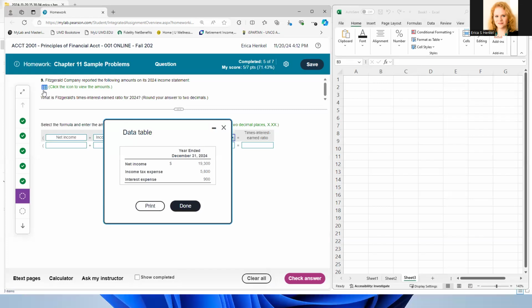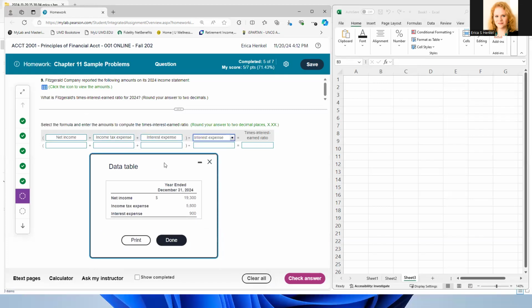So looking at this, we've got net income of $19,300. We have income tax expense of $5,800, and we have interest expense of $900. We're going to add those together, first of all.